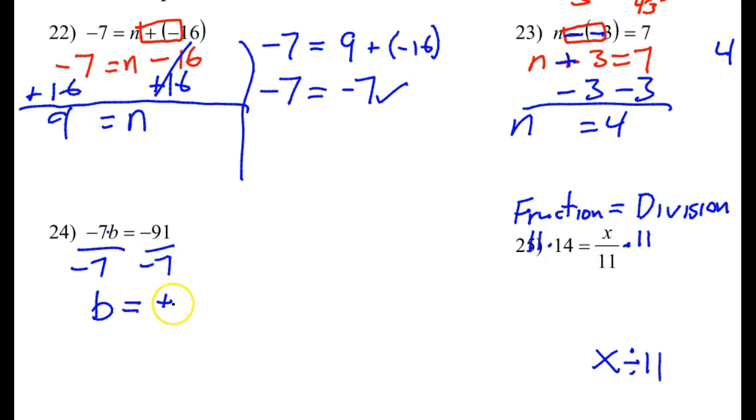And then you can do the arithmetic. 7 goes into 9 one time even. 9 minus 7 will be 2, so it'll be 21. 7 goes into 21 3 times, so we'll just use the calculator. And then verify: 7 times 13 equals negative 91.